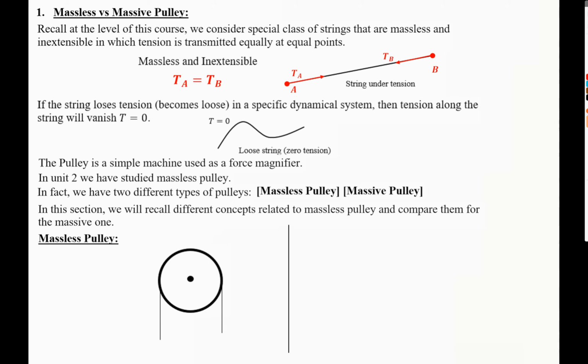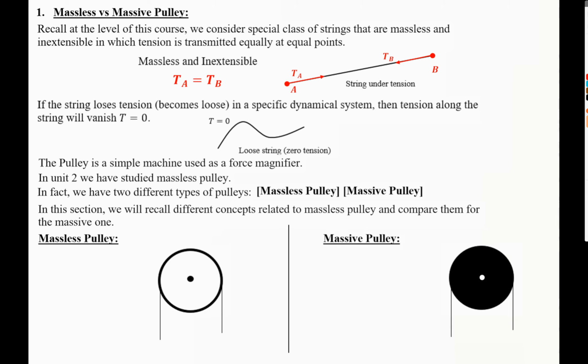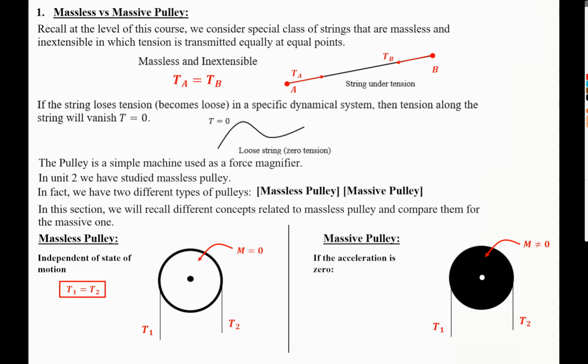So let's compare the massless to the massive. On the left, we have a massless pulley, and on the right, we have a massive pulley. Now, we have tensions T1 and T2. Independent of the state of motion, recall from Unit 2 that T1 is equal to T2. How can this be compared to a massive pulley? In the case of a massive pulley, we have tensions T1 and T2. If the acceleration is 0, which means that the massive pulley is not rotating, or rotating at a constant speed, then T1 is equal to T2.